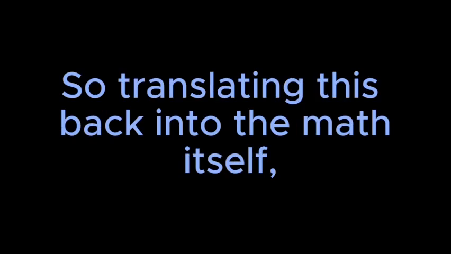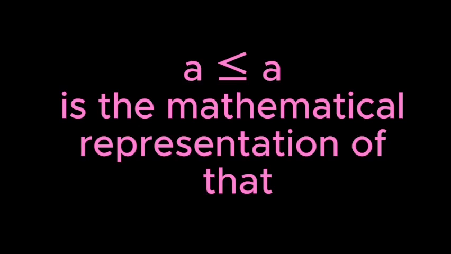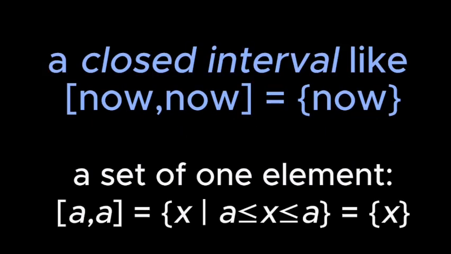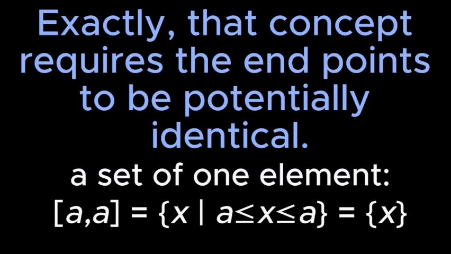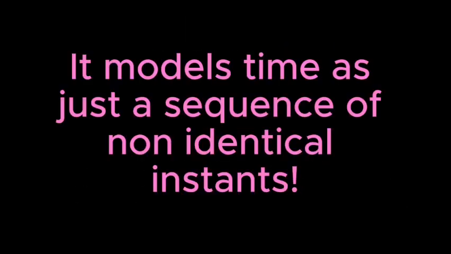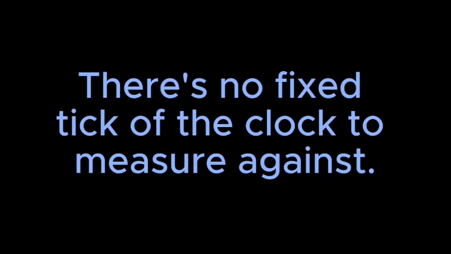So translating this back into the math itself, how do A ≤ A and A < A embody this stopping the clock? Okay, in wide order, the statement A ≤ A is the mathematical representation of that present moment, that pause. It allows A to be comparable to itself. Without which you couldn't define, say, a closed interval like now. Exactly. That concept requires the endpoints to be potentially identical. On strict order, it models time as just a sequence of non-identical instants. Okay. But then you hit a problem. How do you measure duration if no instant is equal to itself? What's your baseline? There's no fixed tick of the clock to measure against. Precisely. There's no stable unit.